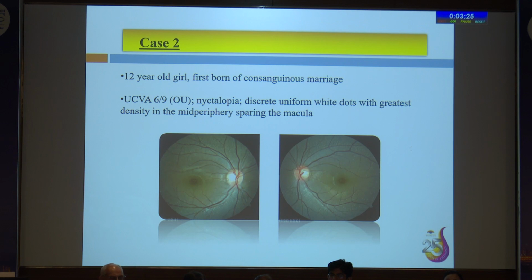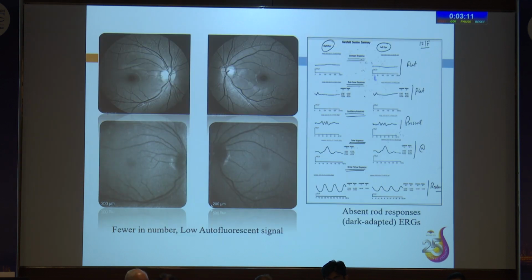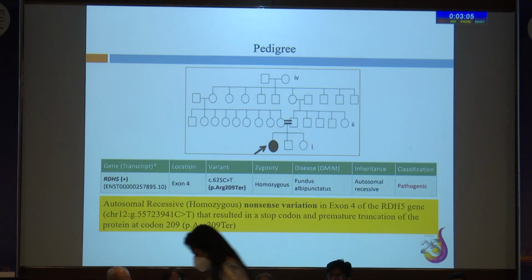The second one is a 12-year-old girl born of consanguineous marriage. She maintained an uncorrected visual acuity of 6/9 but suffered from nyctalopia for the last 4 years. On dilated fundus examination, we saw discrete uniform white dots with greatest density in the mid-periphery but sparing the macula. They were fewer in number with low autofluorescence signal and absent rod responses on dark-adapted ERGs.